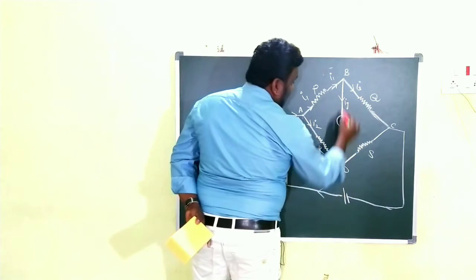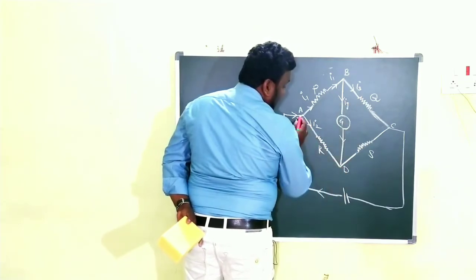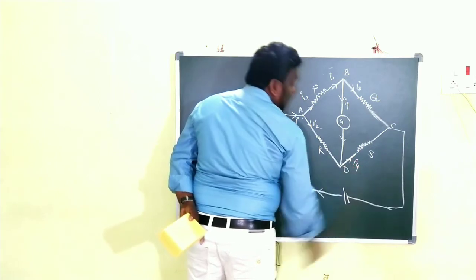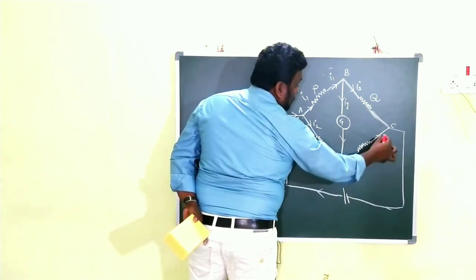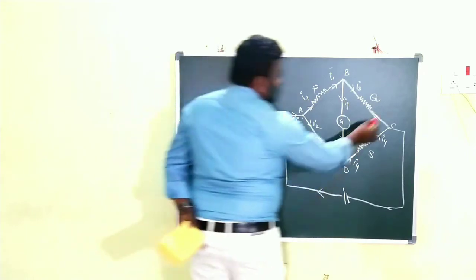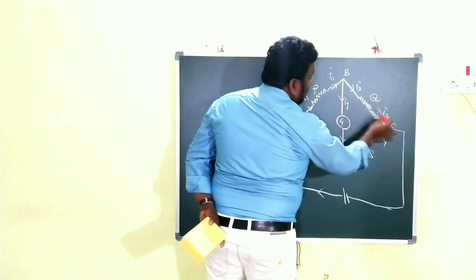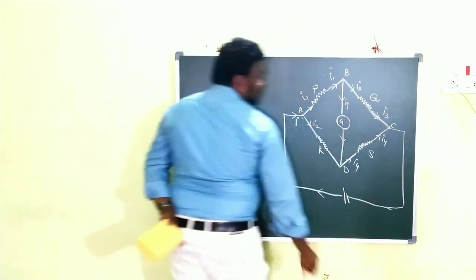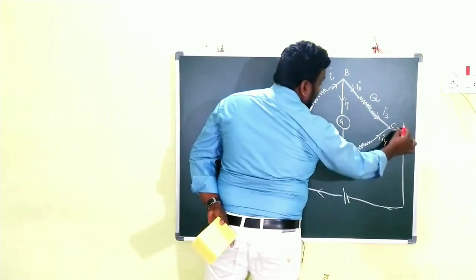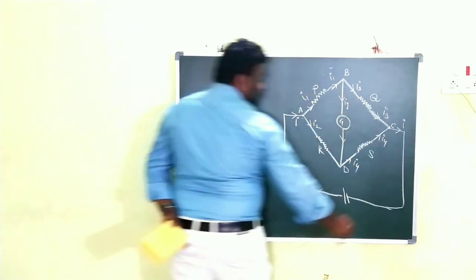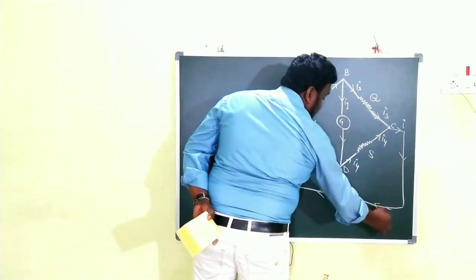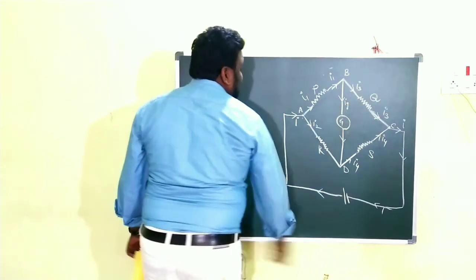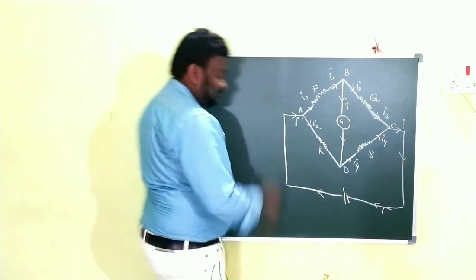Next, IG is coming towards D and I2 is coming towards D. Again it is leaving as I4. Now this is I4 and this is I3. So again I3 and I4 both reach C. Then again the amount of current leaving is I. So in this way the current I is coming. So this, children, is the circuit of the Wheatstone bridge.